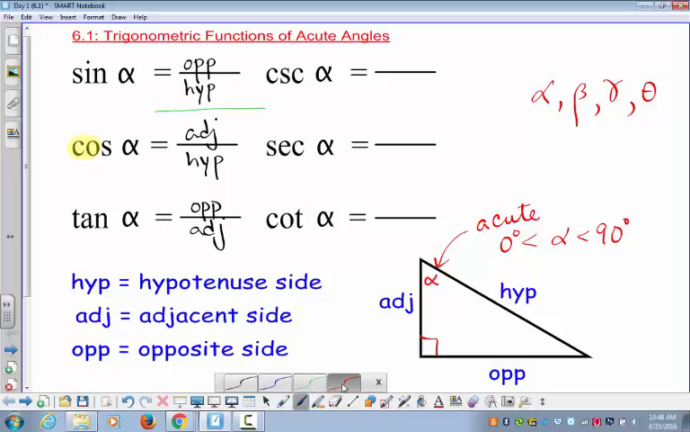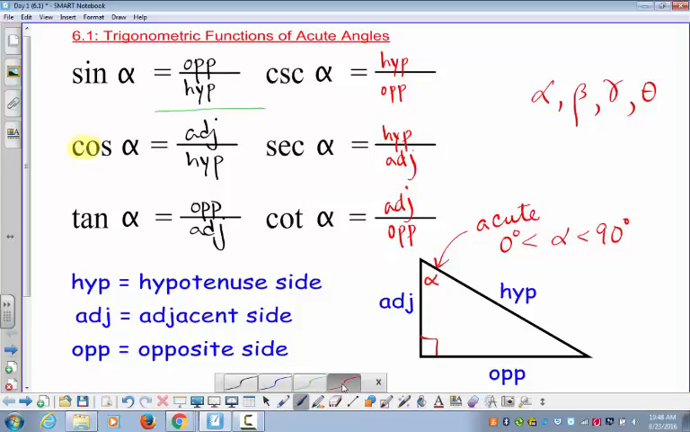And now these ones on the right are easy as long as you've lined them up properly. Cosecant is the reciprocal of this. So that's hypotenuse over opposite. This is hypotenuse over adjacent. And this is adjacent over opposite.